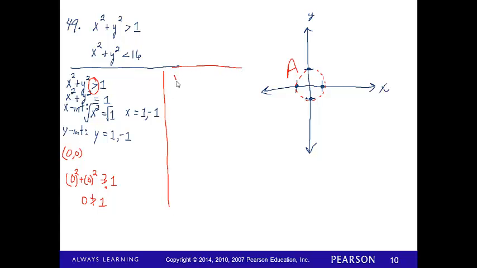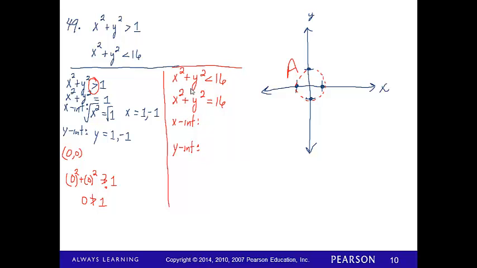Now, let's graph the second inequality. First thing first, change that inequality sign to an equal sign. And then let's find some x-intercepts and some y-intercepts. This is a circle centered again at the origin with radius 4. Well, if you don't know that, we can resort back to our x and y intercepts.